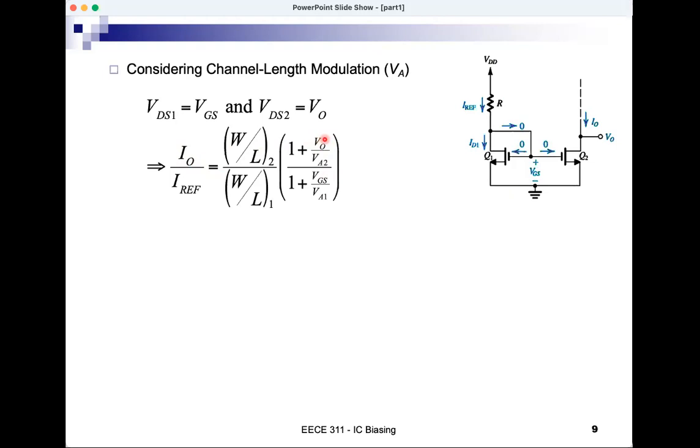What does this mean? That means that my current source is no longer an ideal current source, no longer a pure current source, because in an ideal current source, the output current IO should not depend on the voltage VO. But now, because of VA, the output current depends on VO.